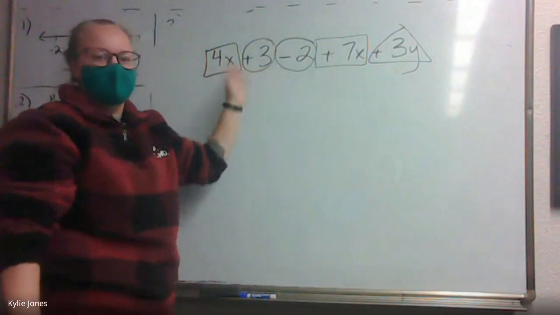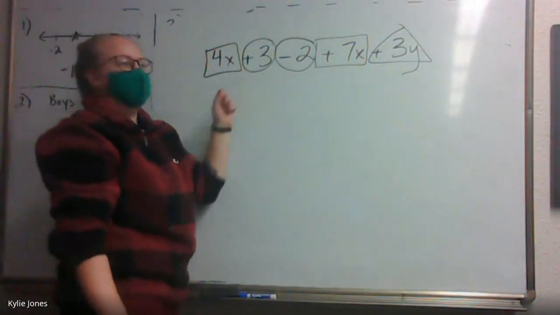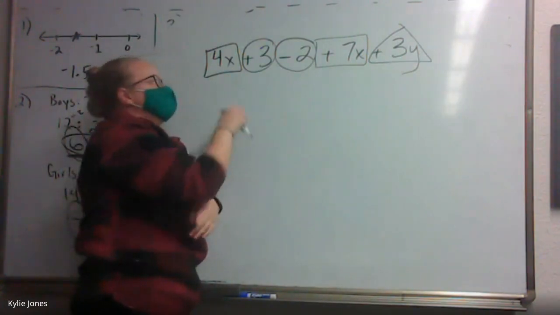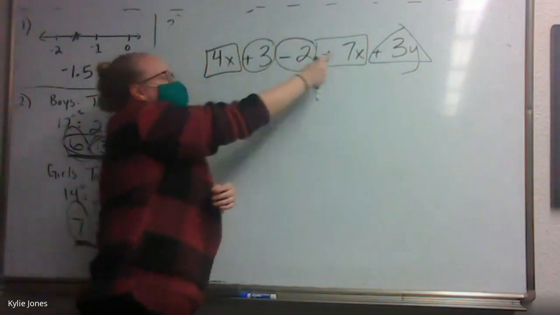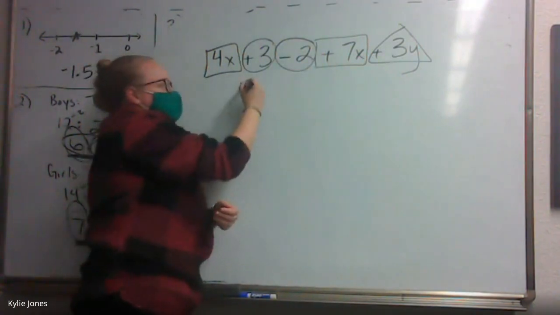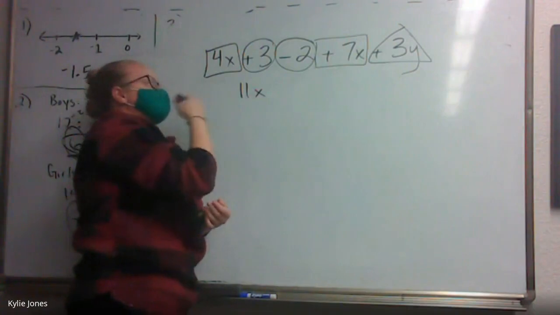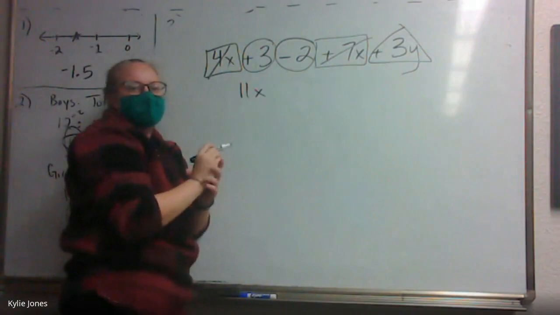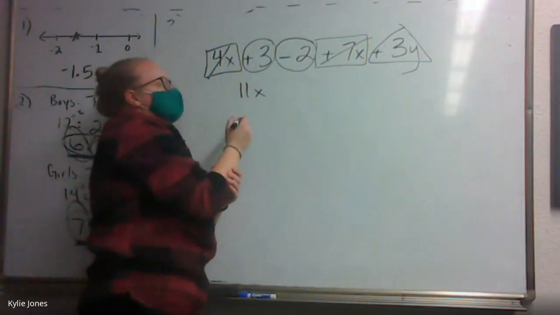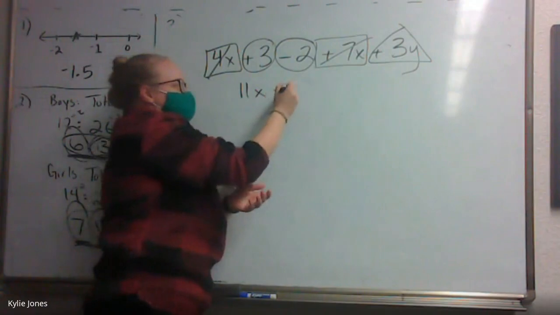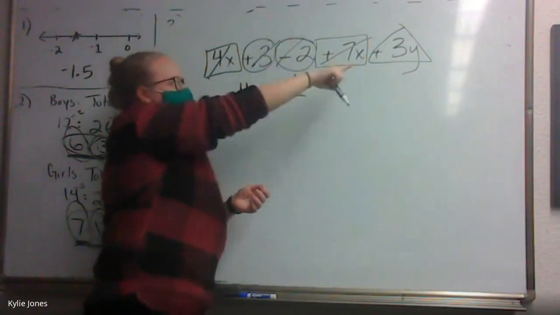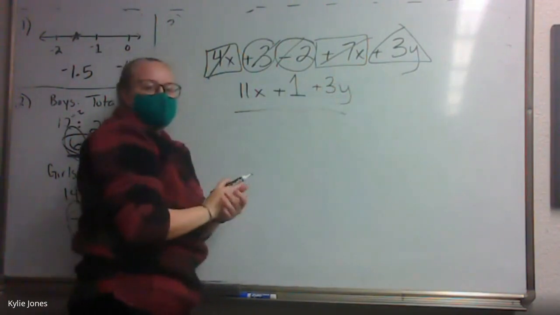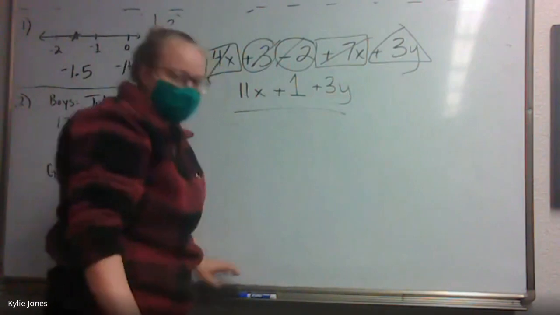I use shapes usually to do this because I don't have enough colors, so I like to draw shapes around the ones that are combined together. It makes it a little bit easier to keep track of. So let's do 4x. What is 4 plus 7? 11x. Now we did the x's. Let's do the constants. What is 3 minus 2? 3 minus 2 is 1, positive 1, right? And then we can drop down our 3y. There's our answer.